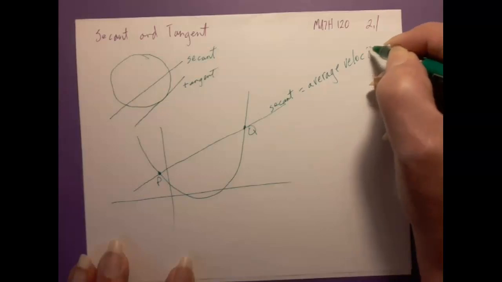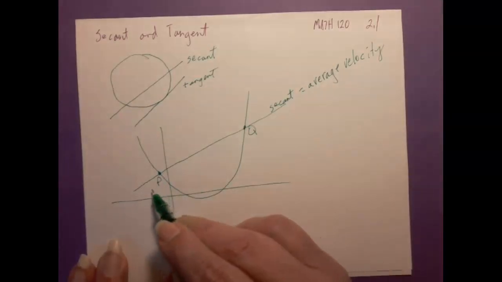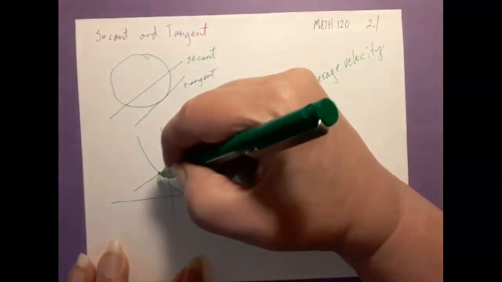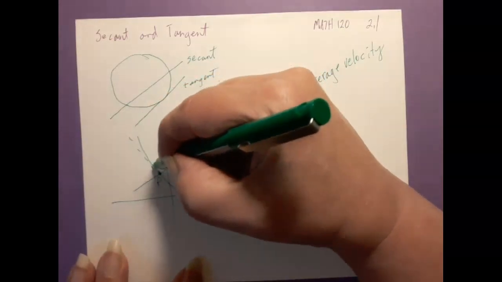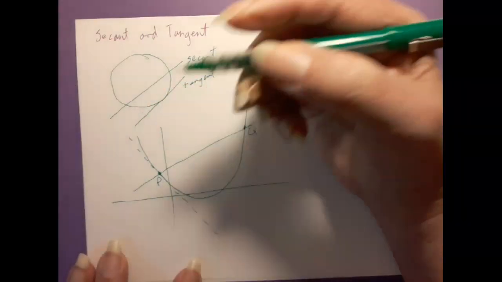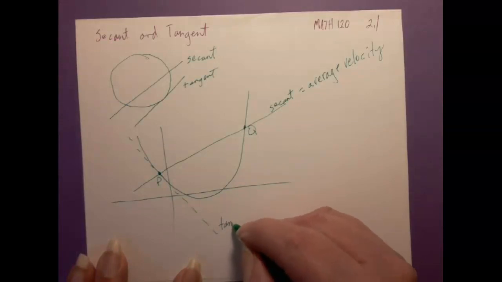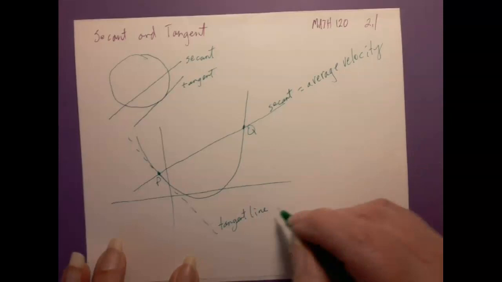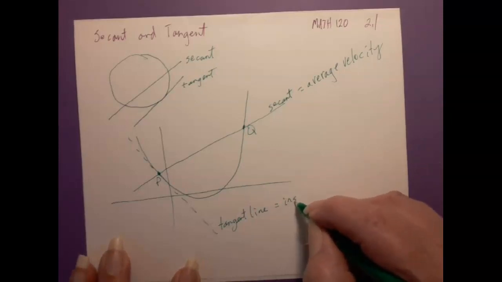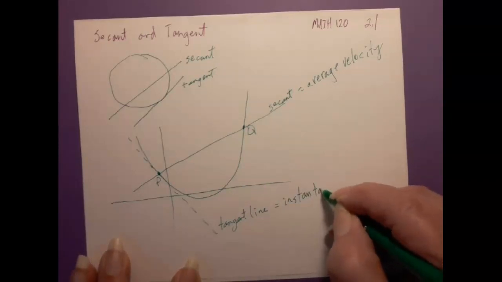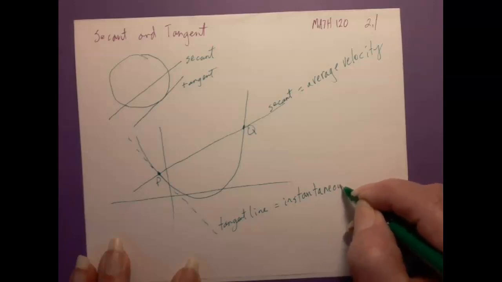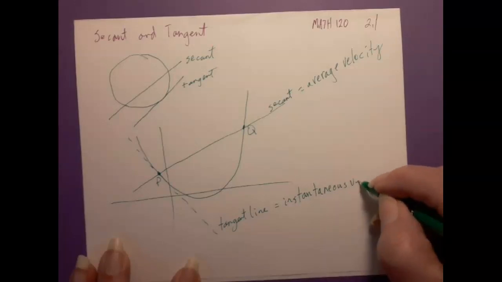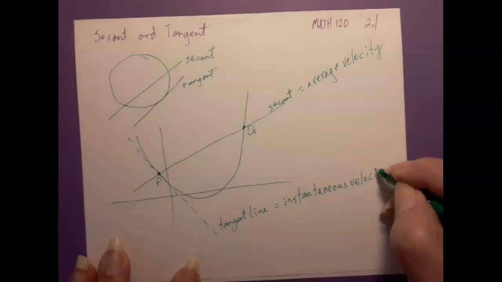So for a tangent line, since the secant line touches in 2 points, the tangent line through P would be one that touched in just 1 point. So this is the tangent line. And that would give us the instantaneous velocity. And that's only if we're looking at the slopes.